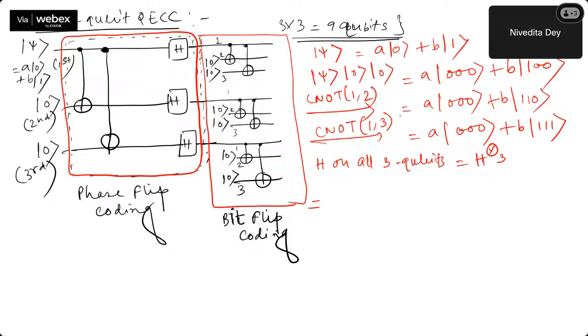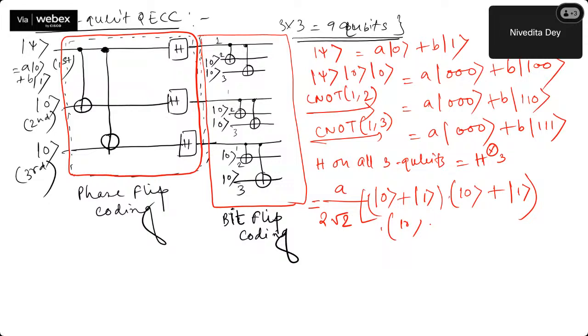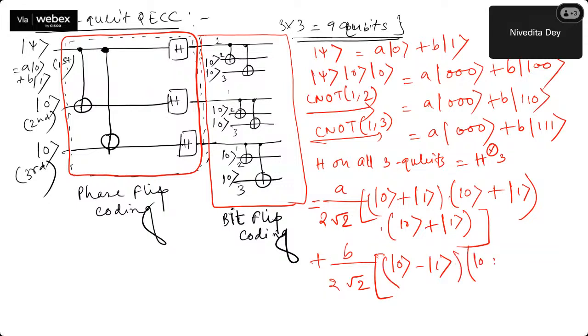Agreed? So a divided by 2 root 2. I am just writing directly now. And within the box, it will be all the values, which is (|0> plus |1>) times (|0> plus |1>) times (|0> plus |1>). Similarly, for this thing, it will also be b by 2 root 2, and all the values will be within the bracket. It will be (|0> minus |1>) because I'm applying Hadamard on |1>. So it will be (|0> minus |1>), (|0> minus |1>), (|0> minus |1>).